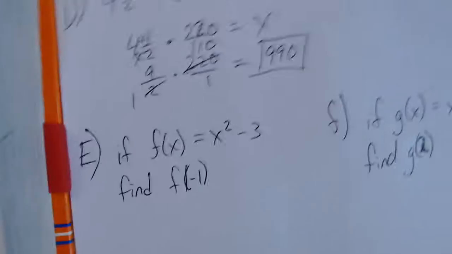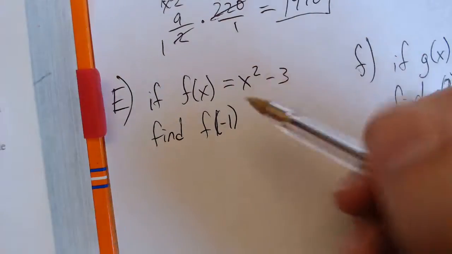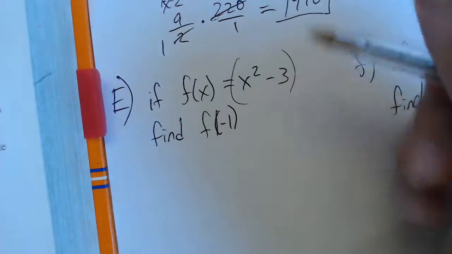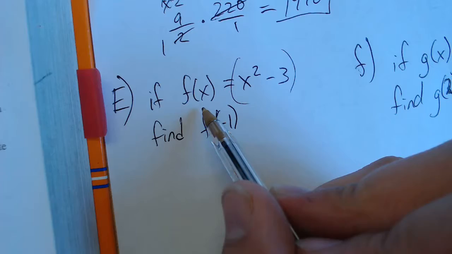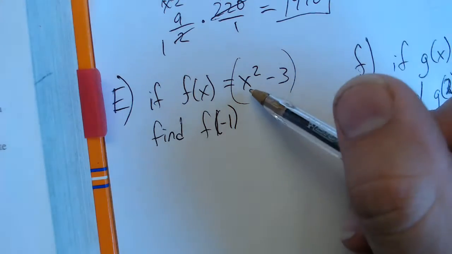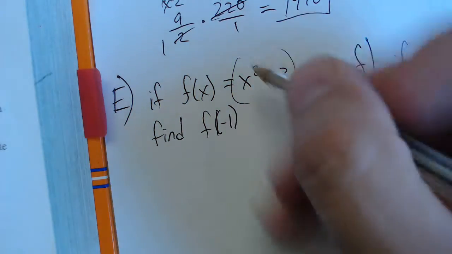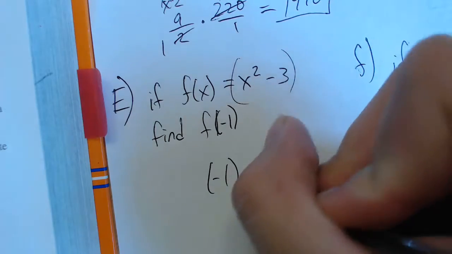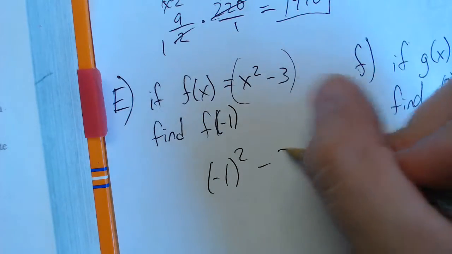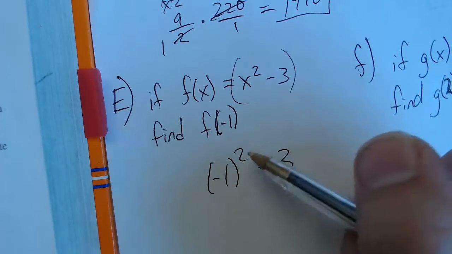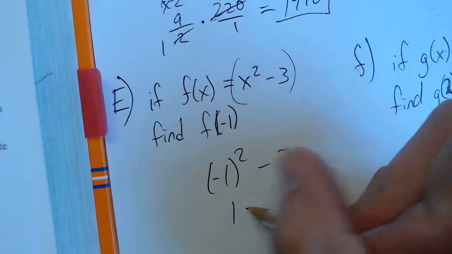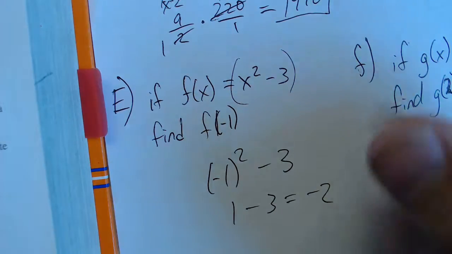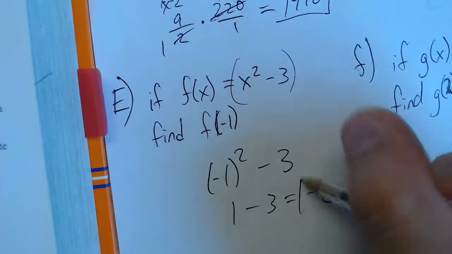Alright, so I've kind of got that copied here. So our function here is just going to be the right side of the equal sign. We don't care about this part right here. So instead of writing x squared minus 3, we're going to substitute -1. So we'll have -1 squared minus 3. The -1 squared is just going to become +1 minus 3 equals -2. So the answer to E is just going to be -2.